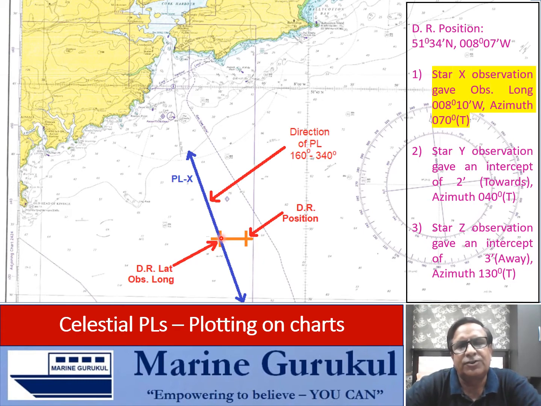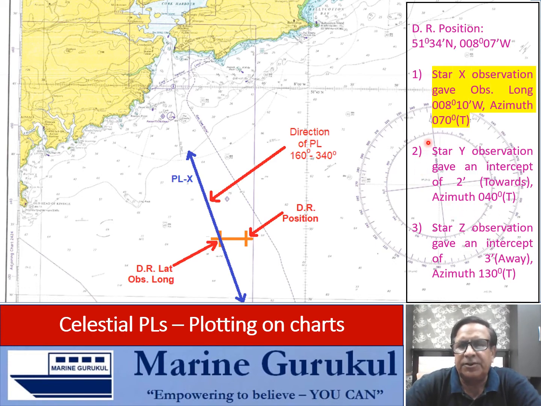So if azimuth is 070 degrees true, we add 90 to it and subtract 90 to get the direction of PL as 160 degrees to 340 degrees true. And this blue line then with single arrow at each end becomes the PL for star X. Let's look at the next example. Star Y observation gave an intercept of 2 miles towards azimuth 040 degrees true.